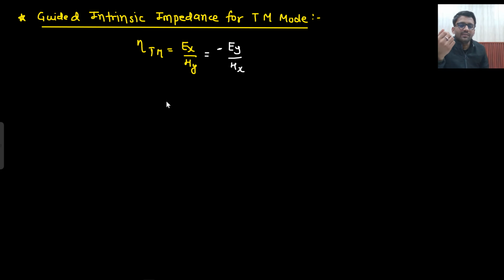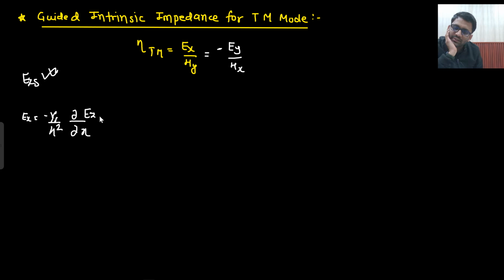What about neta TM? So here I am going to do Ex by Hy. But this is transverse magnetic mode. That means Ezs is existing. So if I write down the Ex expression, what would that be? Minus gamma g upon h square d by dx Ezs.